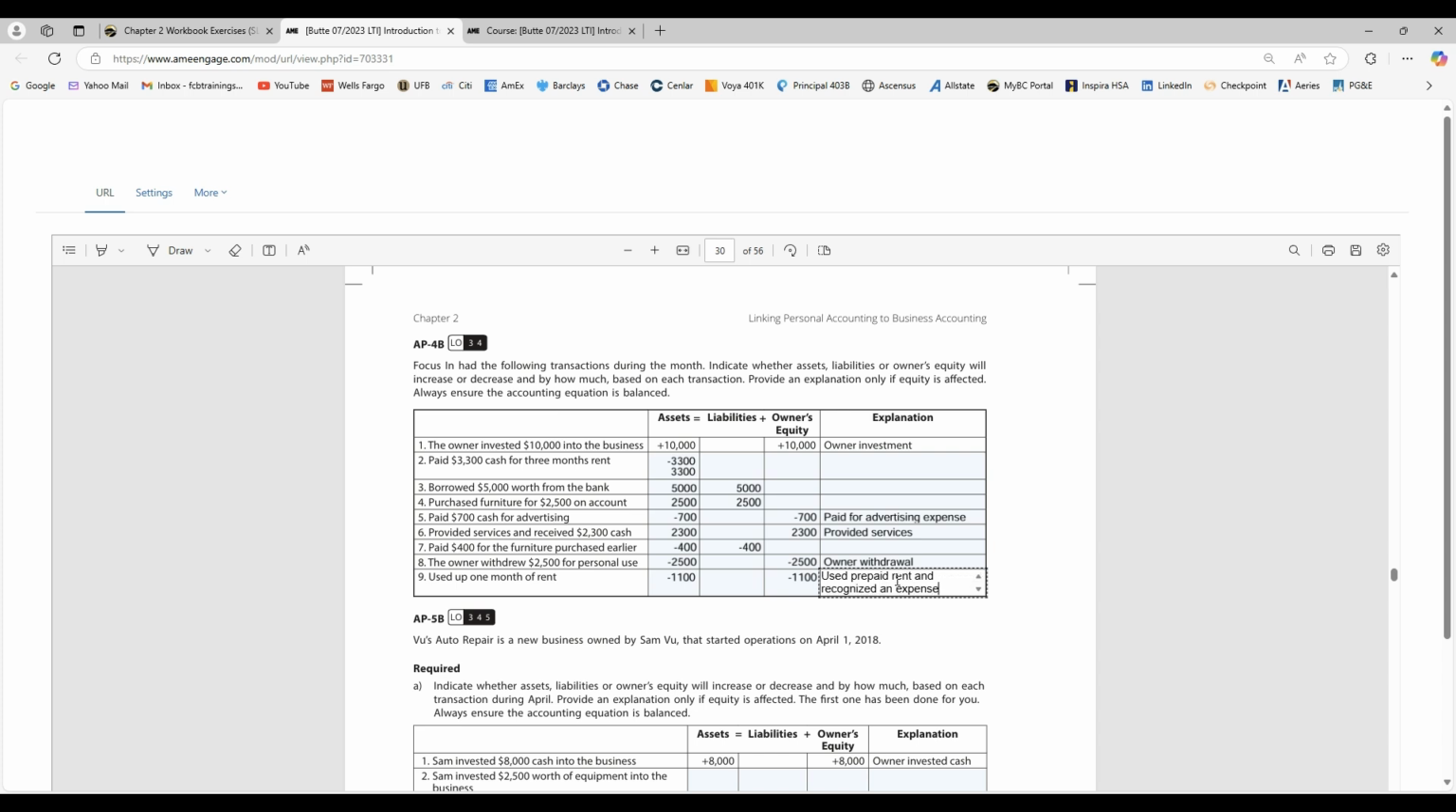So we use prepaid rent and we recognize an expense accordingly. That's the prepaid rent asset that is being reduced here. We reduced cash earlier to prepay, and now that prepaid asset, which is basically the contract to be renting, is being used up over time. And so that represents 1/3 used up.